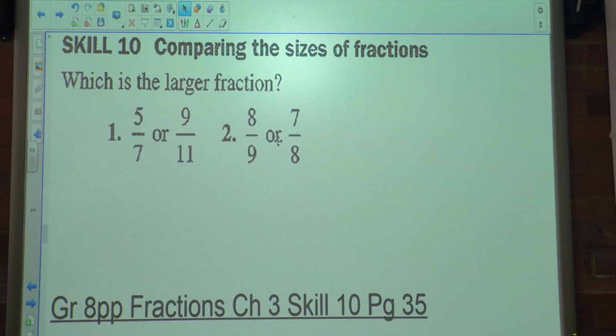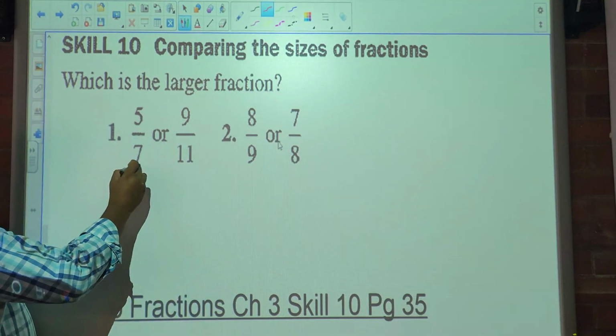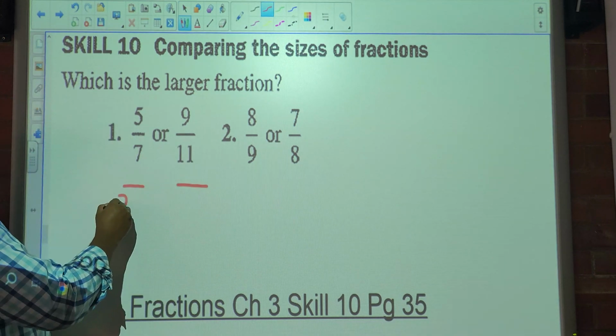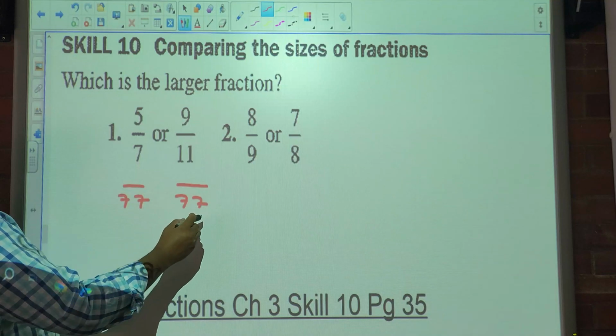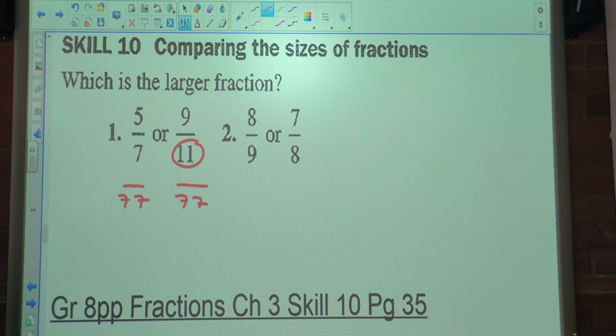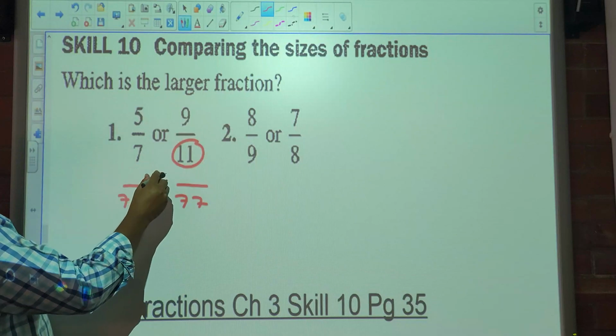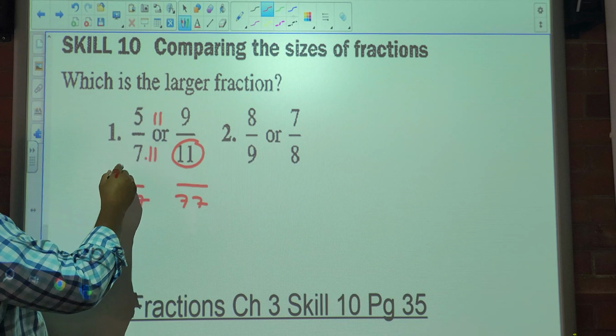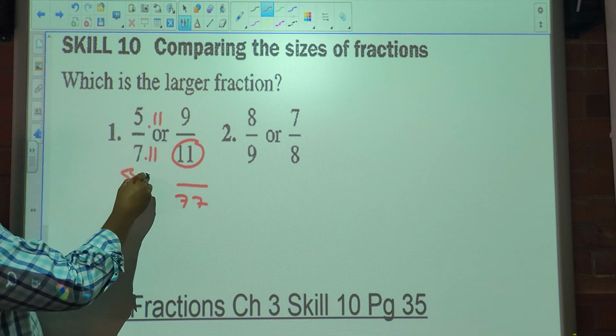Okay. So what we do is we're going to find an LCM first. What's the LCM between 11 and 7? 77. How do I get 77? I look at the larger denominator and I see how many 7s can go into that. Otherwise, I count in multiples of 7. Sorry, 11. So 7 multiplied by what is 77? 11. So 5 times 11 is 55.